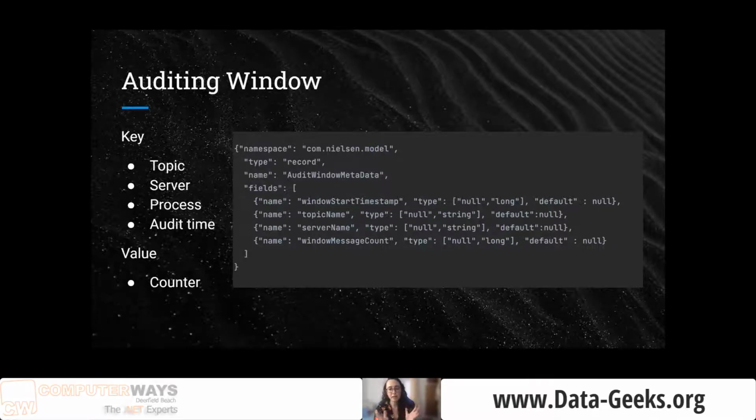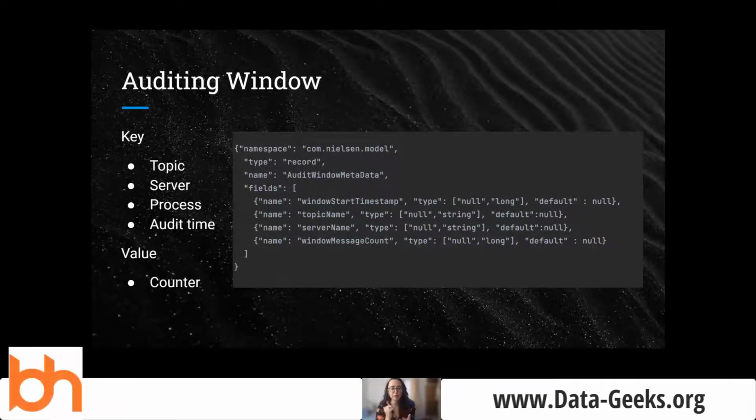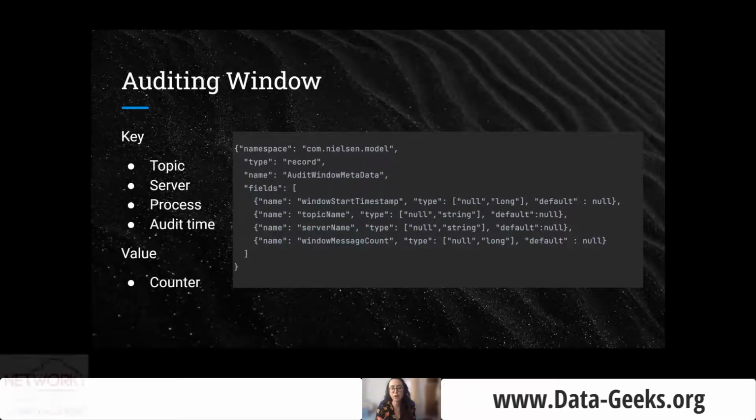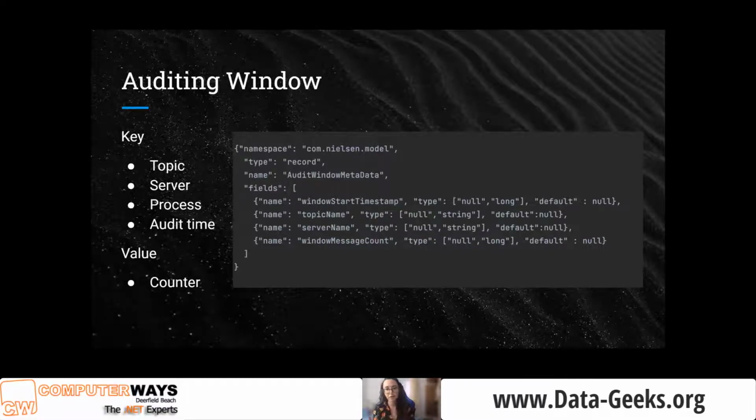So auditing time is that time scope, right? And auditing window is that object. So for every auditing time, we're keeping track for that window. For every topic, for every server, for every process, we're keeping our value, which is the counter. How many events were actually shipped out of the server into that regional Kafka? And what you can see on the screen before you is just that Avro definition. So it's everything I've just said, but in Avro format. Next slide.